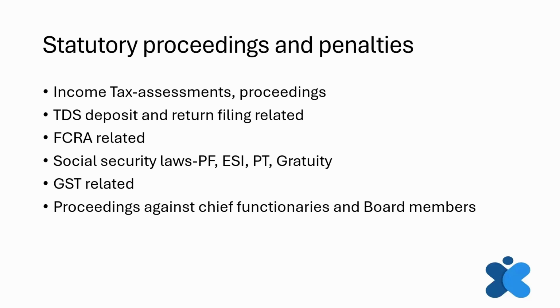FCRA related, you have a list of offenses as far as FCRA is concerned. Have you had those offenses? Have you paid penalty? So also for the social security laws, the small and medium organizations have to look at all this. The PF, ESI, professional tax, gratuity, maternity benefit, all those social security laws, whether there are any proceedings under them, any proceedings under the Shops and Establishment Act, GST related, if you are GST registered, any proceedings against the chief functionary and board members, it's important.